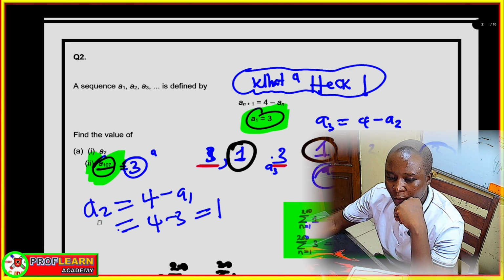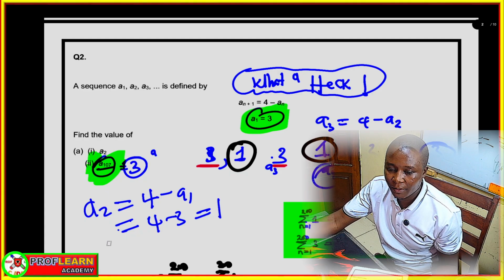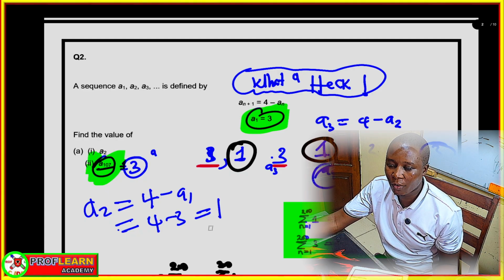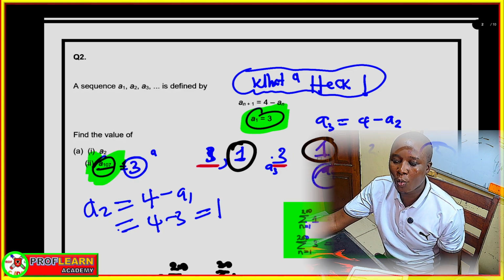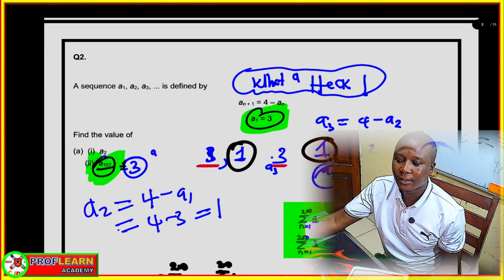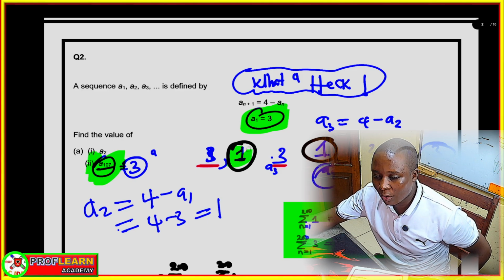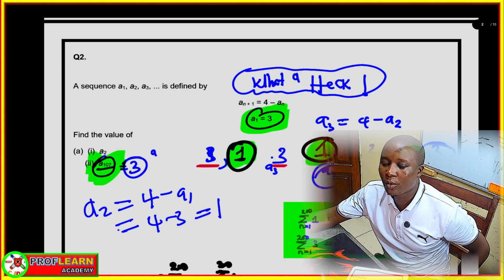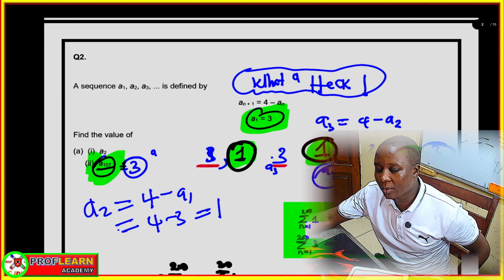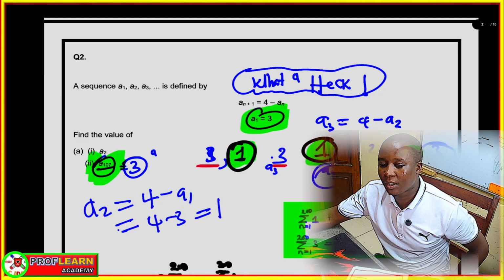So you realize if you work out a3, it will be 1. You find a4, it will be... a1 is 3, a2 will be 1, a3 will be 3, a4 will be 1, a5 will be 3, a6 will be 1, a7 will be 3. So you realize that all even positions are going to be 1, 1, 1, 1 throughout, and odd positions are going to be 3, 3, 3, 3 all throughout.